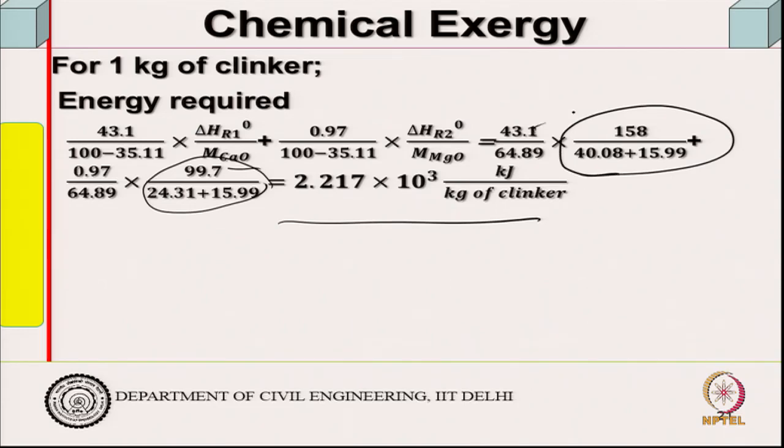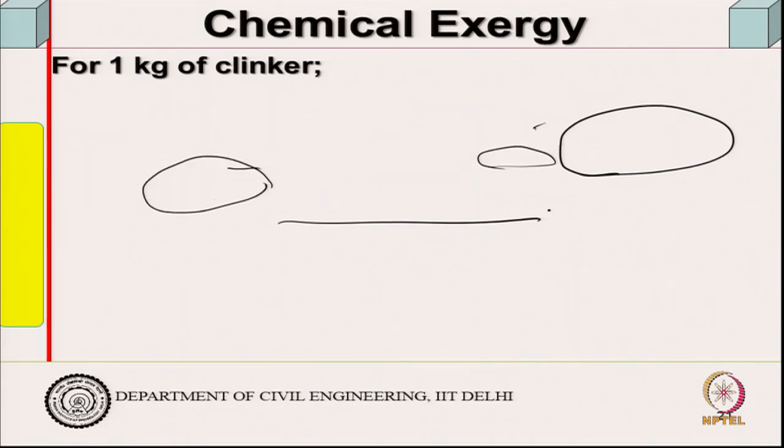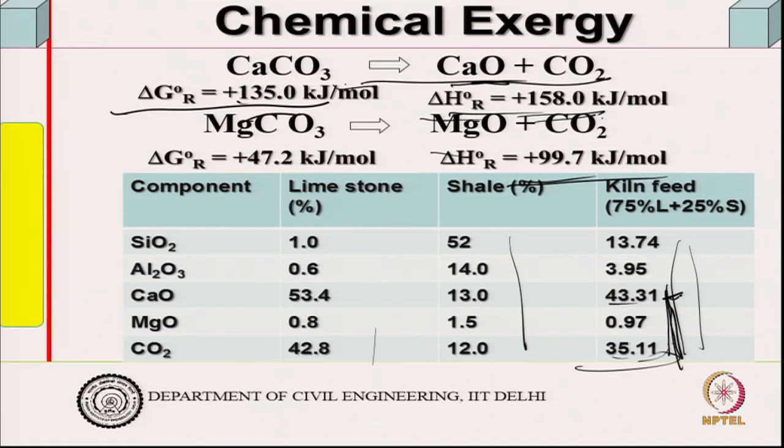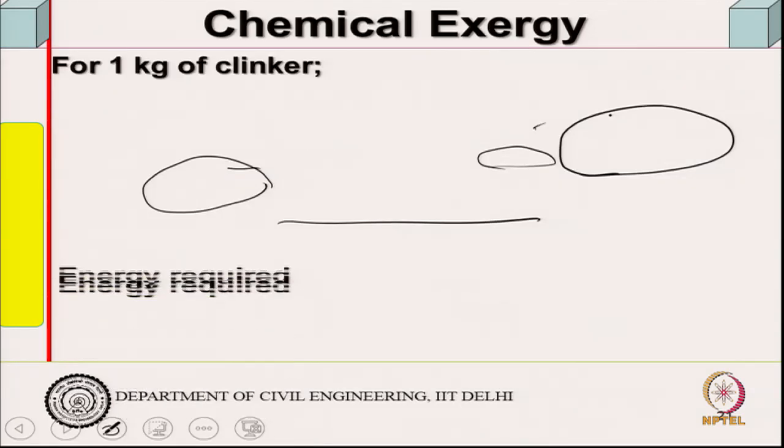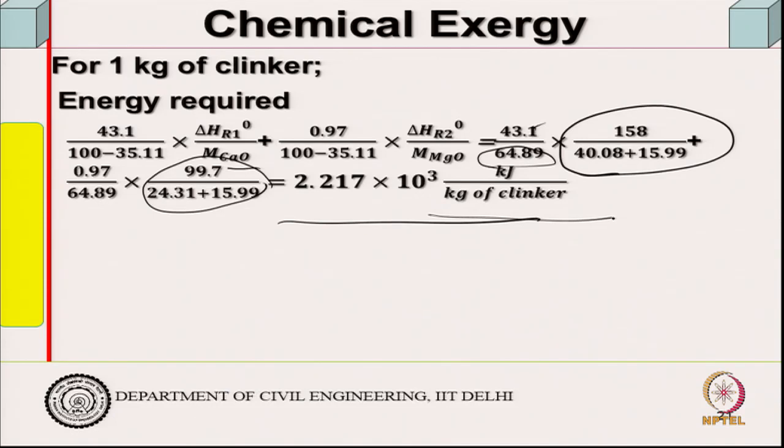So, 43.1% was calcium oxide. In the cement you will have percentage-wise 64.89, something like that is being conceived, summing up, leaving out the carbon dioxide part of it. So, the sum total will give something like this, that is the solid part of the cement, 100 minus 35. So, one can actually calculate how much energy in kilojoules per kg of clinker is required. This will work out to be 2.217, because 158 is the enthalpy change required for calcium oxide per mole, right.